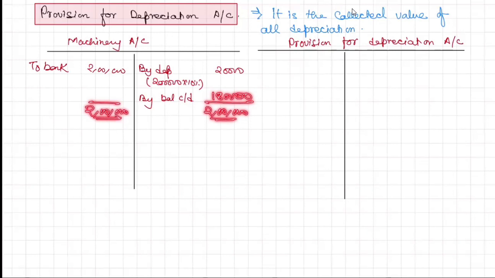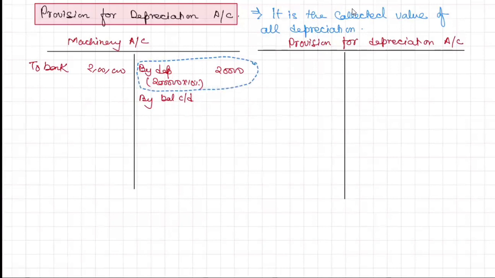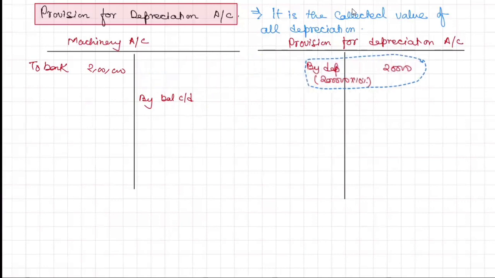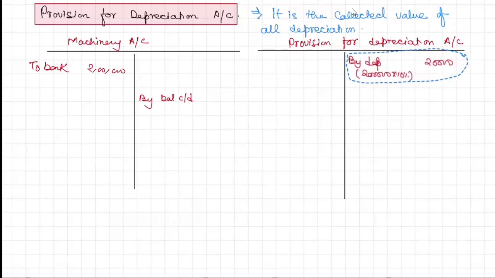What will change over here is only this much, that this depreciation will not be reflected in the machinery account. So where will it reflect? This will reflect in the provision for depreciation account. That's it. This will be the only change. The depreciation will not be reflected in your machinery account, because the provision for depreciation account is nothing but the collected value of all depreciation. That means only depreciations will be transferred to the provision for depreciation account.